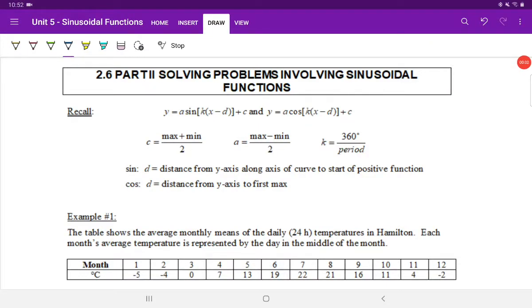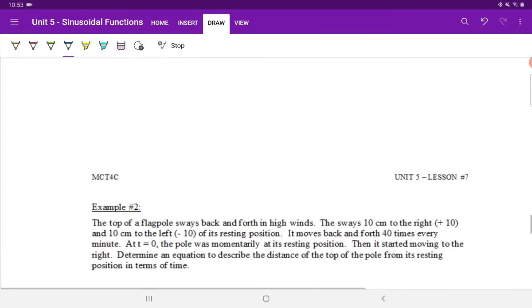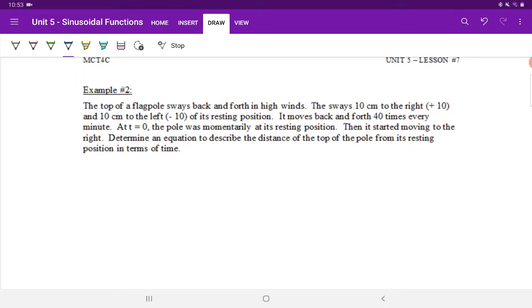All right, let's begin part 2 of our final lesson here, and that is really solving problems involving sinusoidal functions. So now we're going to get word problems for the most part, besides this first example. We're going to have to draw a sketch of what's happening and then determine the equation that would fit our sketch or this word problem.